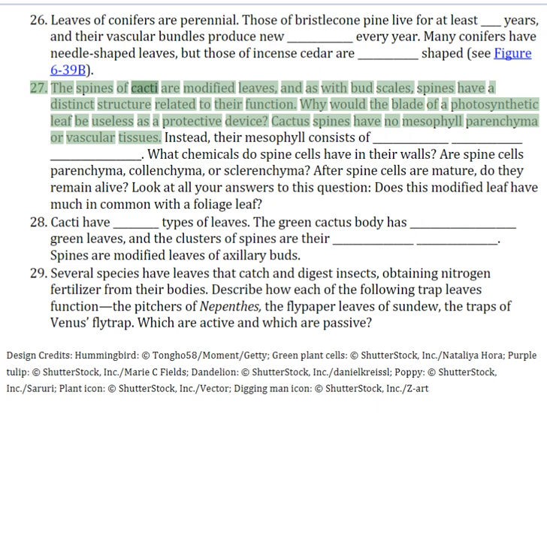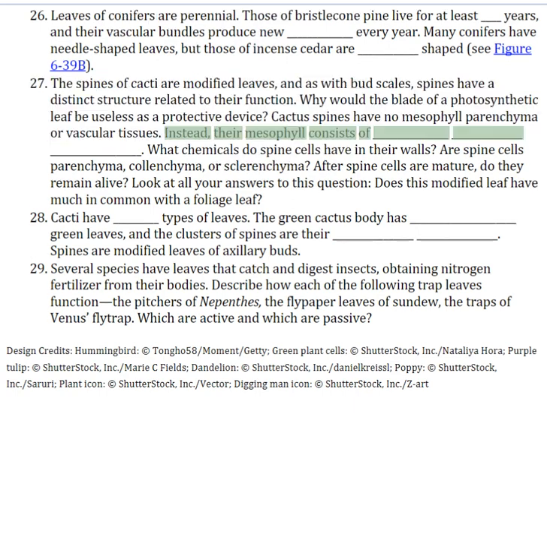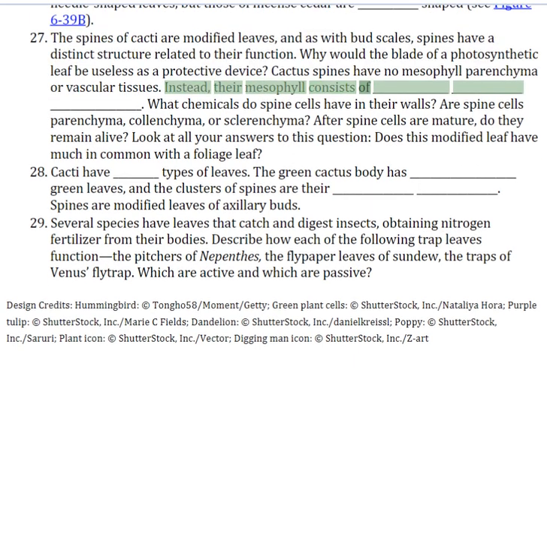27. The spines of cacti are modified leaves, and as with bud scales, spines have a distinct structure related to their function. Why would the blade of a photosynthetic leaf be useless as a protective device? Cactus spines have no mesophyll parenchyma or vascular tissues. Instead, their mesophyll consists of.